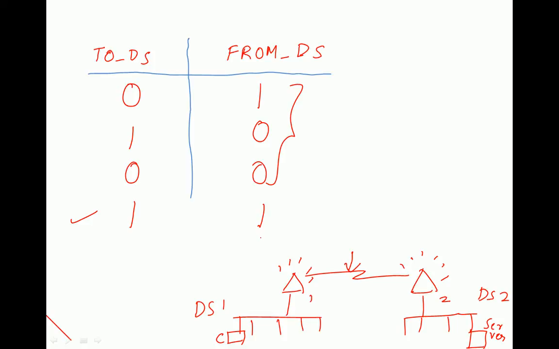So these are the four combinations of the To DS and the From DS bits, and I'm hoping that by now you have a clear understanding about how these bits tell us about the direction of the frame that we have just captured. Okay, this was the introduction to what I was going to be talking about.